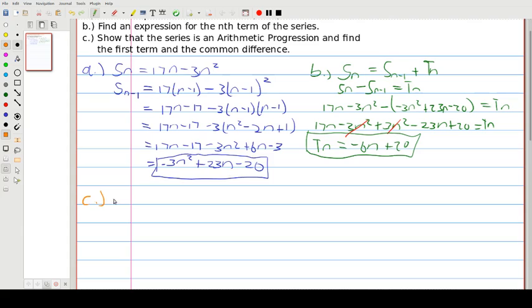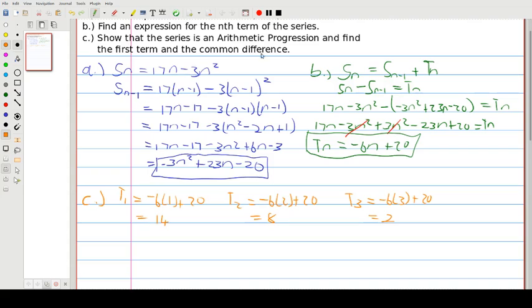We already know the formula for Tn, so term 1 is negative 6 times 1 plus 20. That gives us negative 6 plus 20, which is 14. Term 2 is negative 6 times 2 plus 20, which gives us negative 12 plus 20, which is 8. And term 3 is negative 6 times 3 plus 20, which gives us negative 18 plus 20, which is 2.